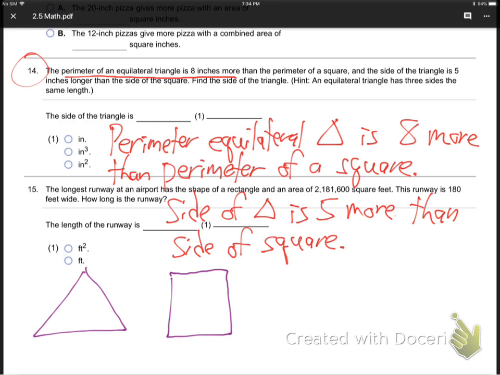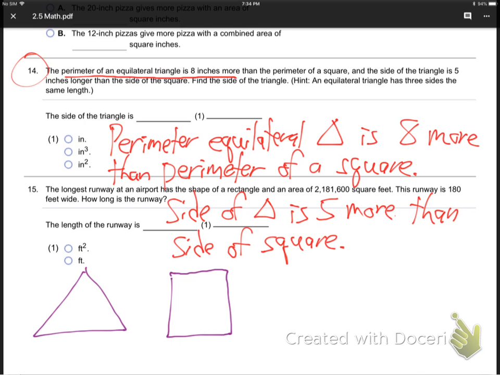It might be easier, because the perimeter is kind of tricky, to start with that second sentence. It's a little easier sentence. So that's one thing that helps sometimes with difficult problems. Start with the easy part first. So just forget about that perimeter. We'll come to the perimeter thing in a minute. How about the side of the triangle? Like one side is 5 more than one side of the square.